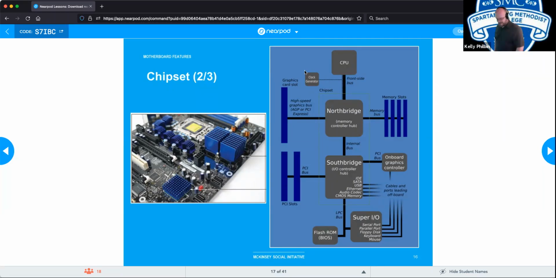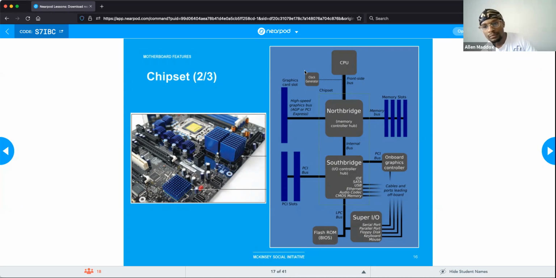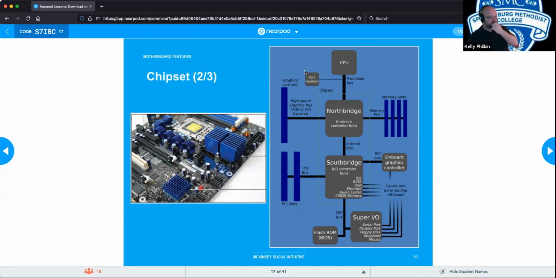Really old technology. Can anybody tell me what we use to generate the clock speed inside a computer? CMOS. I like where you're going. Unfortunately, nope, that one is not it. The CMOS is connected down here through the south bridge. So CMOS is down here. So what do we use to let the internal clock of the computer determine its speed? What do we use?